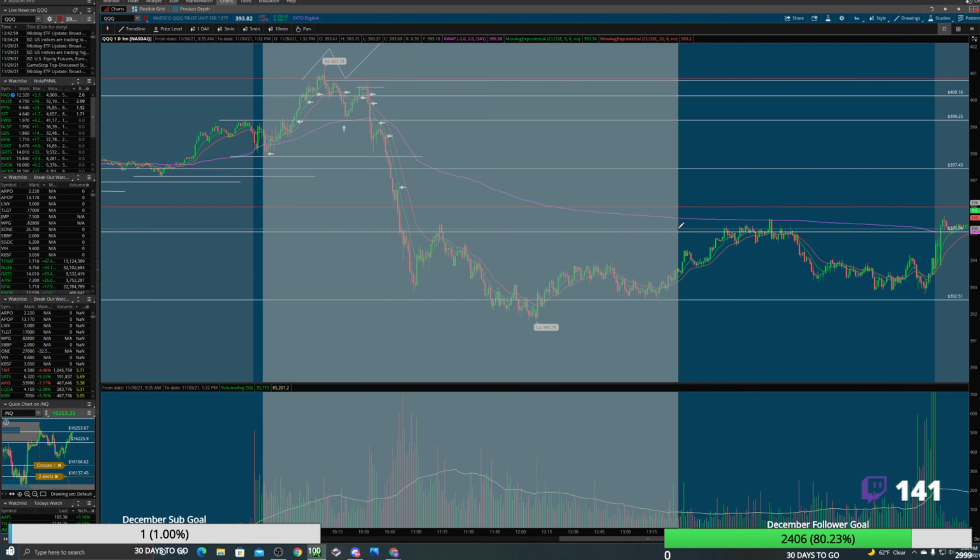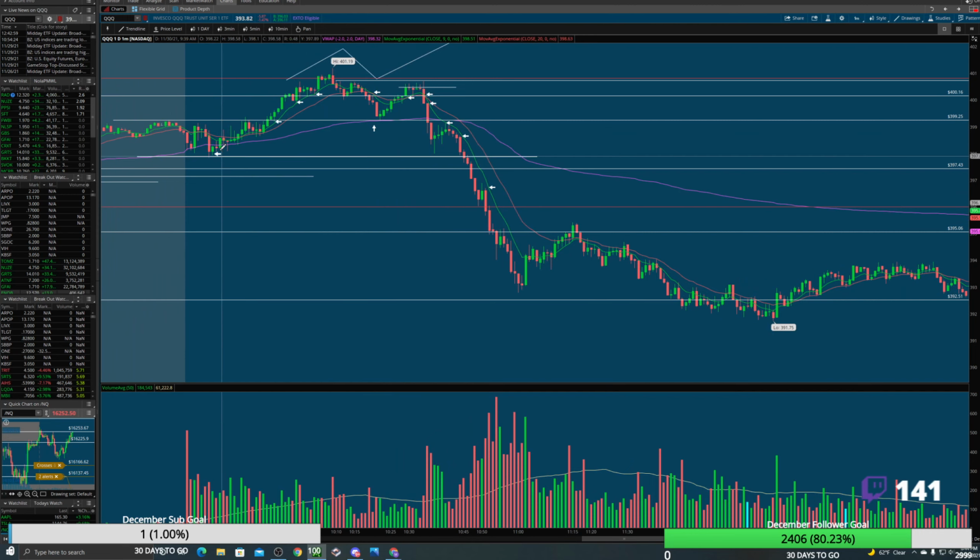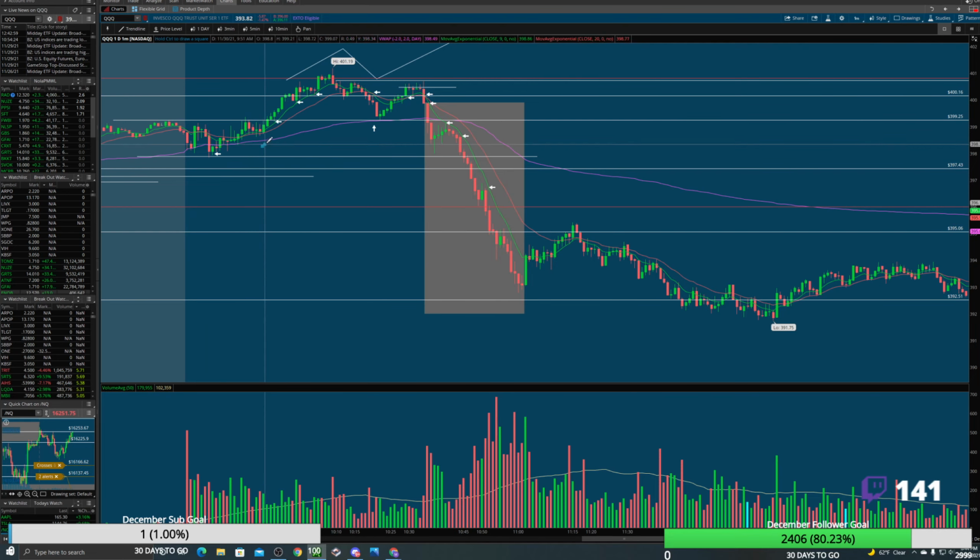And we get a bounce here. But really, all I'm looking at when trading the Qs is that I want to avoid the chop as much as I can. All I'm looking for is to get in on stuff like this, moves like this, where I can ride, get the meat of the move, and take my money and run.